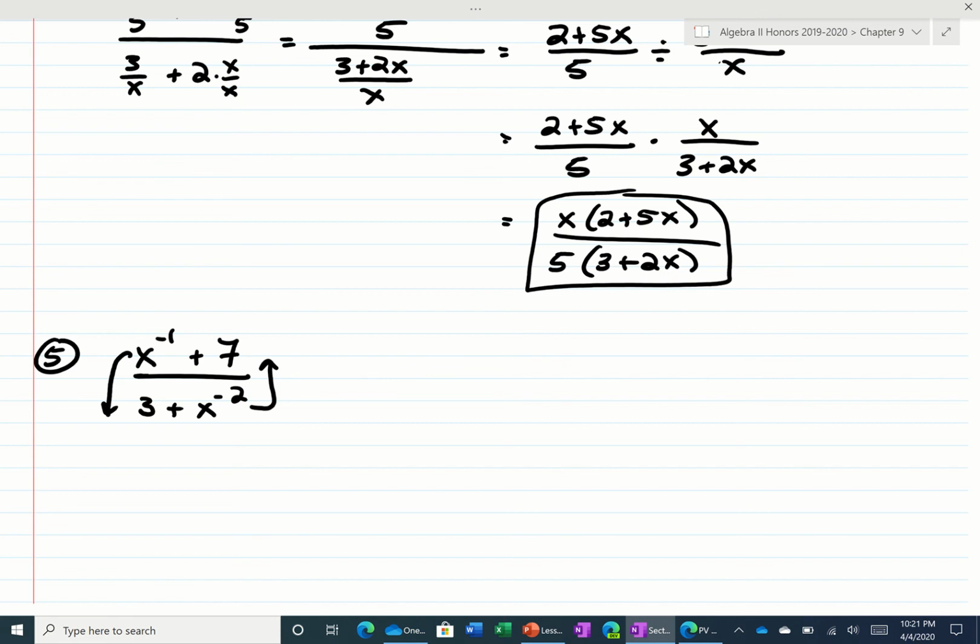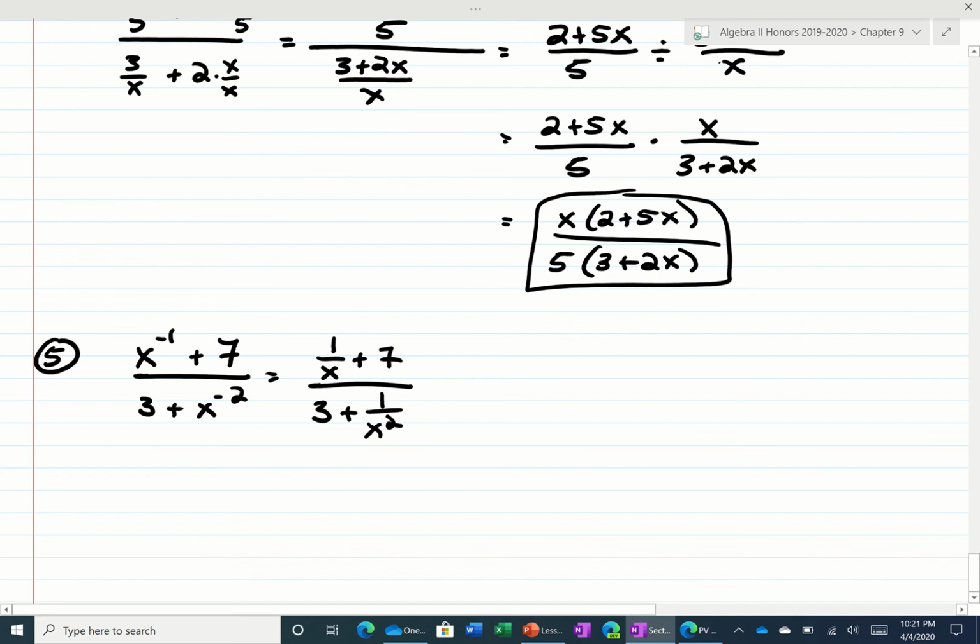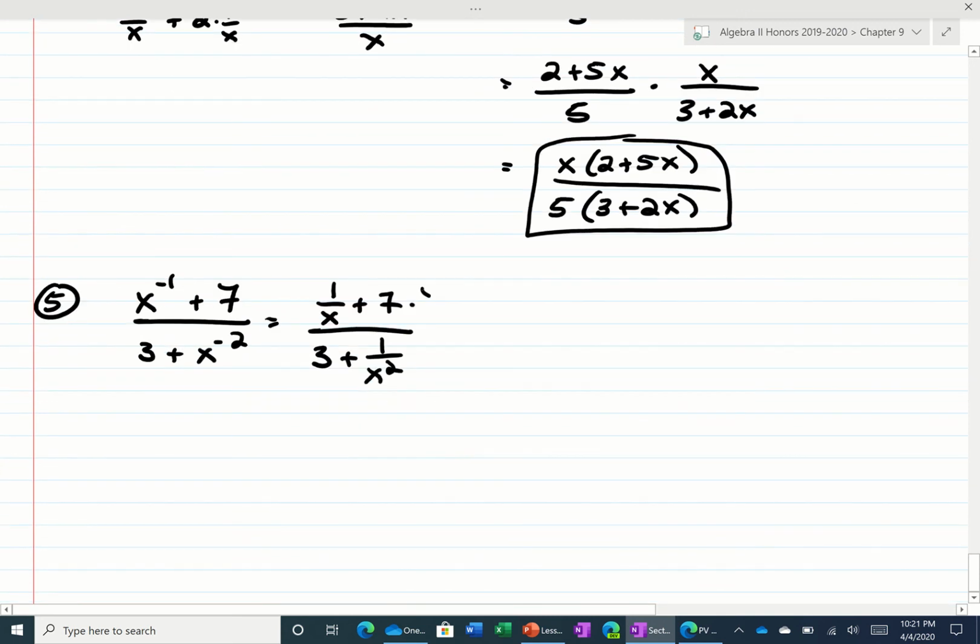You're adding and subtracting. So the way that we have to handle a problem like this is we have to write the x to the negative first on top as 1 over x. And we have to write the x to the negative second as 1 over x to the second. What we want to do is get a common denominator, so I'll multiply this by x over x. We can multiply the 3 by x squared over x squared. So now it's a problem just like before. We get 1 plus 7x divided by x, and the whole thing is being divided by 3x squared plus 1 divided by x squared.